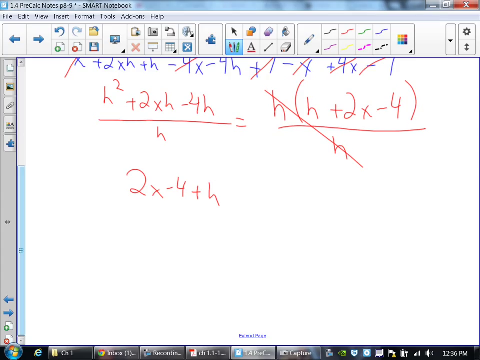All we're doing is distribution, combine like terms. Distribution, combine like terms. And there's your generic rule for that. Let's do another one.